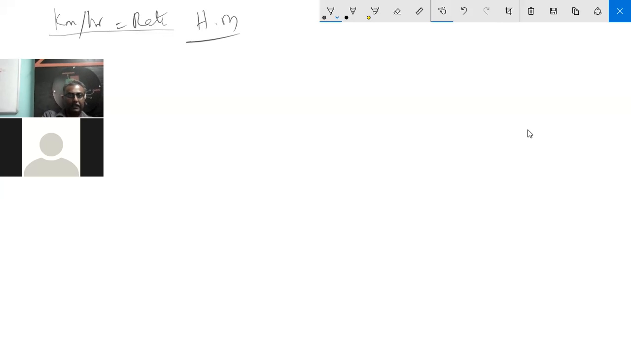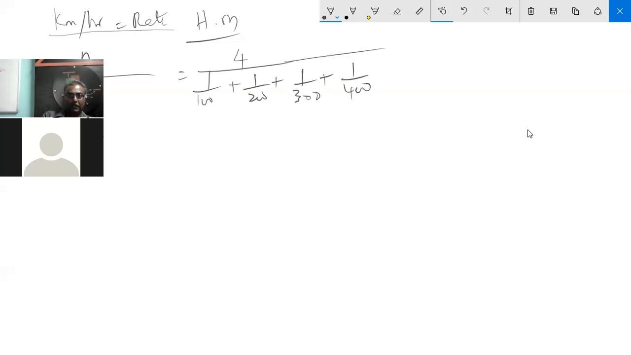In this case, only point values are given. The harmonic mean is n divided by the sum of 1 by x sub i. This is the simple formula you have to use. Here n is 4, 4 sides, 4 speeds. 1 by x1 is 1 by 100, x2 is 1 by 200, x3 is 1 by 300, and x4 is 1 by 400. That's all.